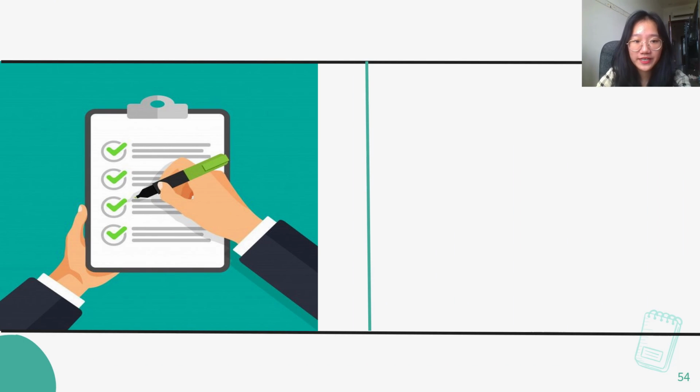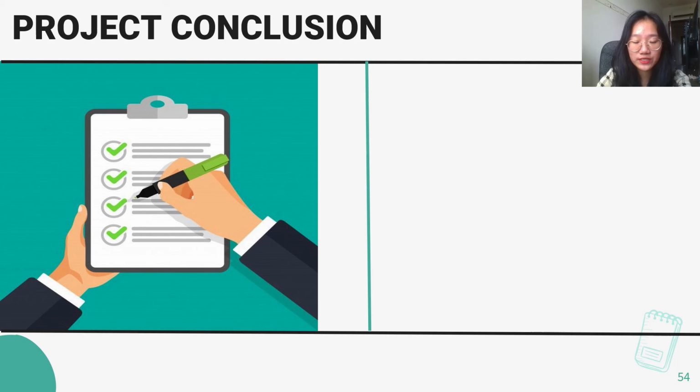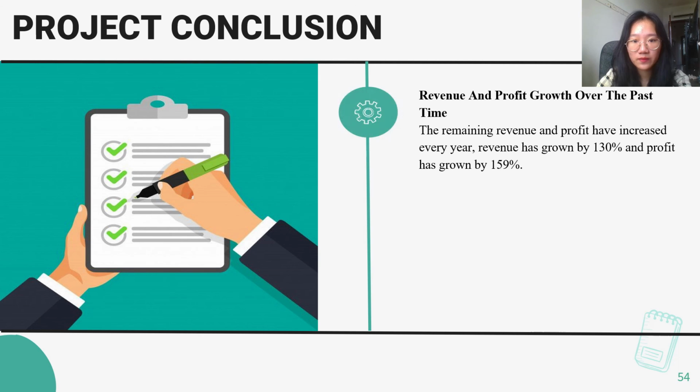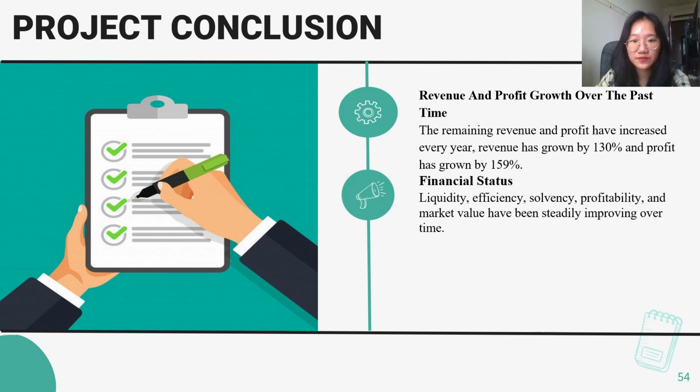So the next part is the project conclusion. Looking back at the history of revenue and profit growth over the past time, since 2009, the revenue of GDT has grown by 130% and profit has grown by 159%.